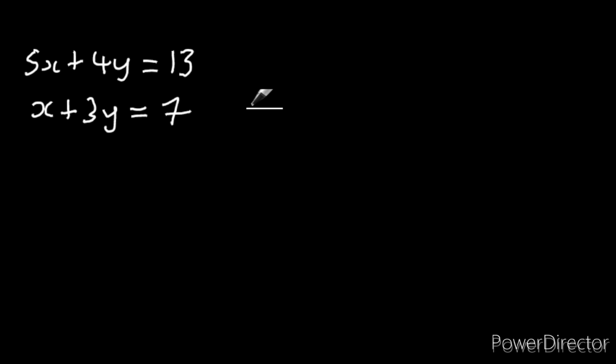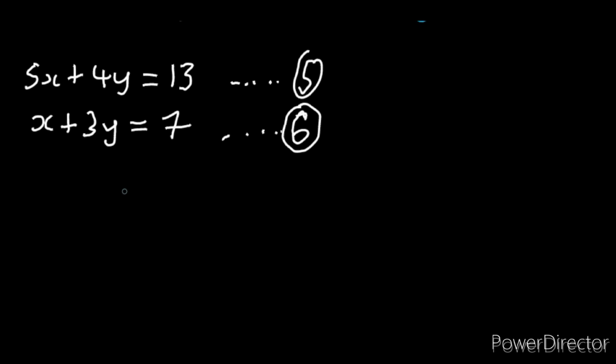So I've rewritten the two equations. This was equation 5 and this one was equation 6. So now we're solving for x and y normally. So I'm going to use the substitution method again since substitution seems to work everywhere.